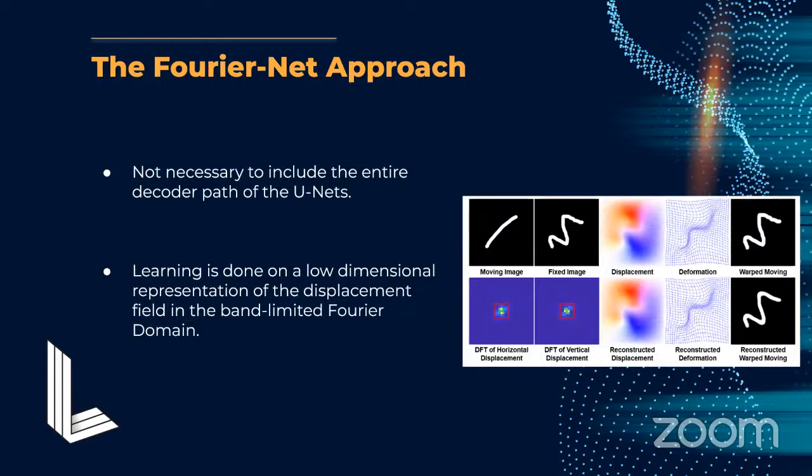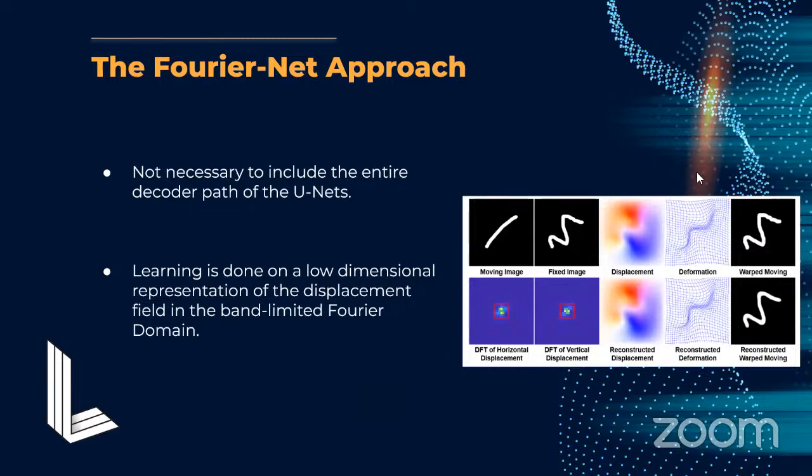As I said, almost all deep learning based registration approaches utilize U-Nets. The authors of the Fourier-Net paper suggest that it may not be necessary to include the entirety of the decoder path in the U-Nets, and that the training and efficiency of those models can be further improved by making them learn on a low-dimensional representation of the displacement field in the band-limited Fourier domain.